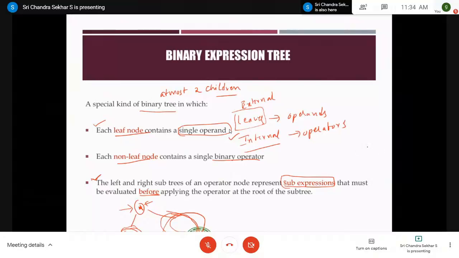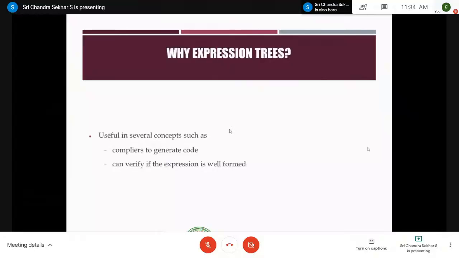So coming to the next slide, it is a very useful concept in the case of compilers. As you know, compilers always try to make use of postfix evaluation. So whenever an expression is given, it will be converted into an expression tree, and getting the postfix expression from the expression tree is a very easy process, right? So these expression trees will be used in compilers, and it can verify whether the expression is well formed or not. This is what we have discussed in the case of parenthesis check, or balanced parenthesis check, in the applications of stacks, right?